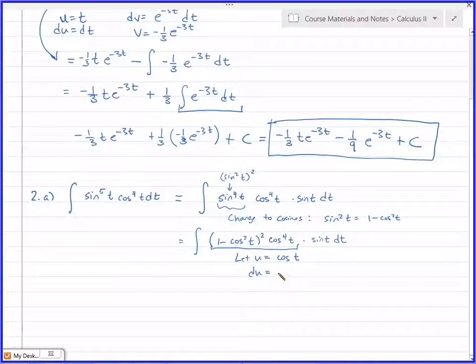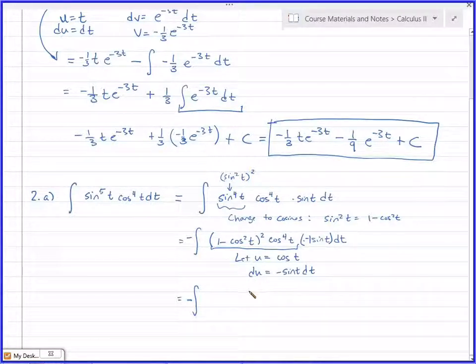Du is, you said sine of t dt, but you meant negative, because the derivative of cosine is negative sine. Yeah, I corrected it. Which means, by the way, I need a negative inside of a negative in here, which means I need a negative outside. Okay. So now let's go substitute everything in. I got a minus out front.